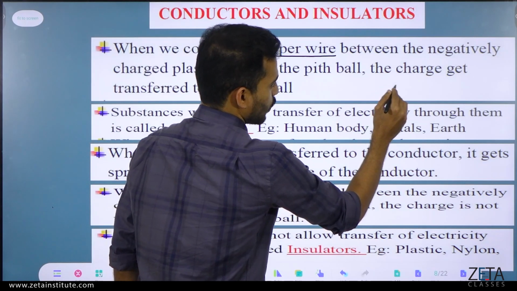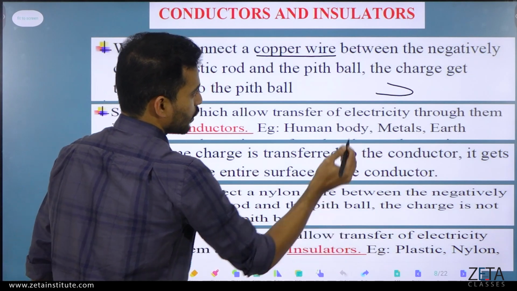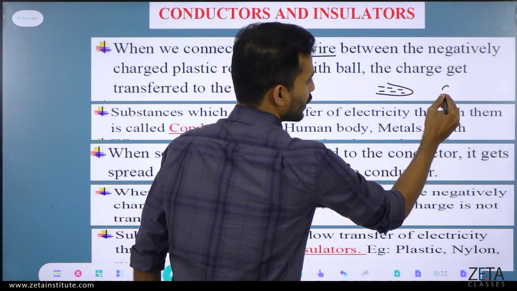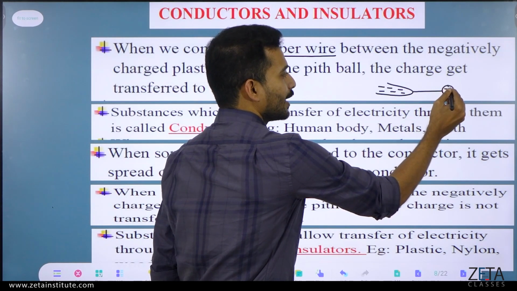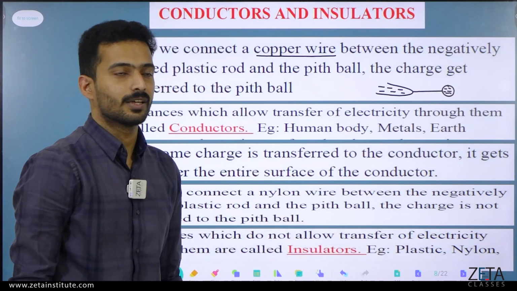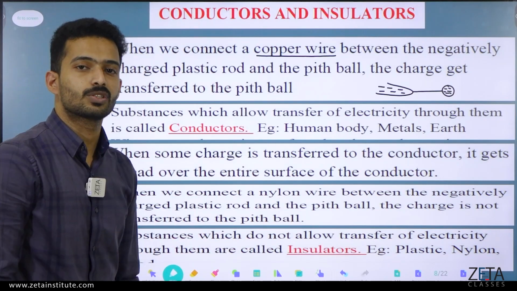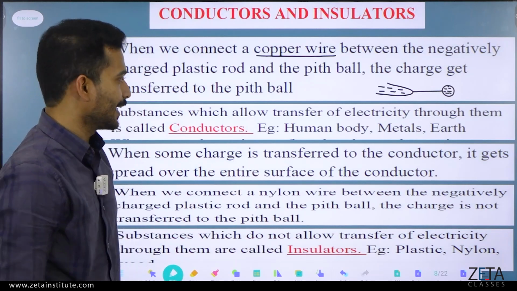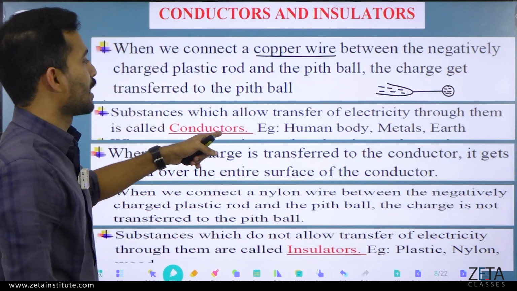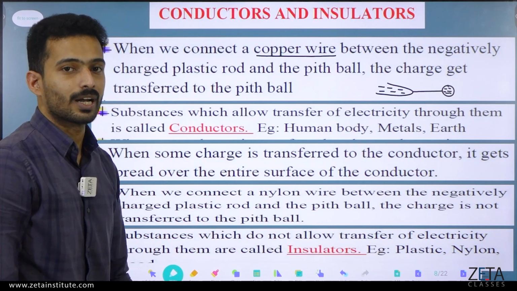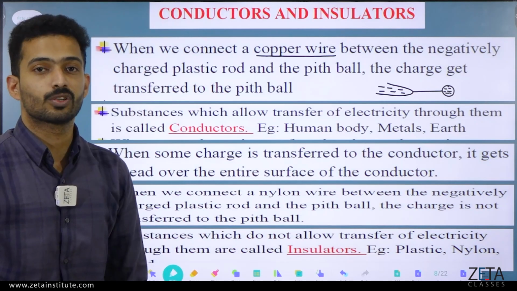So this is a plastic rod, a negatively charged plastic rod. We are connecting this negatively charged plastic rod with a pith ball by using a copper wire. Then what happens? This pith ball gets charged because the copper wire allows the flow of electric charge through it. Substances which allow transfer of electricity, that means transfer of charges, through them are called conductors. For example, the human body is a good conductor, metals are good conductors, and the earth is also a good conductor of electricity.